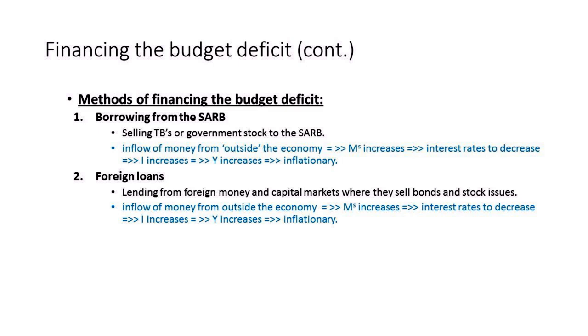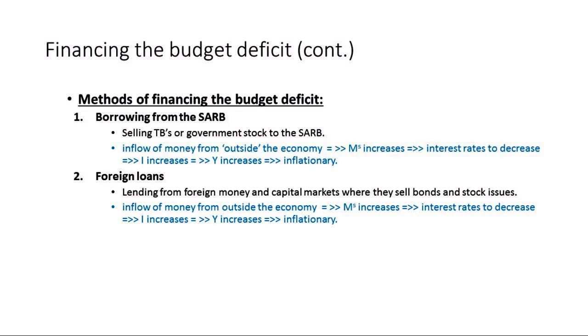An alternative would be to borrow the money from the Reserve Bank. Now, typically this is seen as similar to printing money. When the government sells their treasury bonds or government debt to the Reserve Bank, that's an inflow from money that didn't used to be part of the circular flow of spending and income. So when this money sort of comes into the economy, the money supply increases, interest rates decrease, investment increases, and output increases. So this seems like a perfect plan. But we'll get to this later. It's very inflationary.